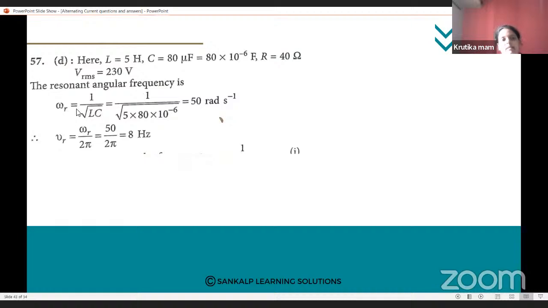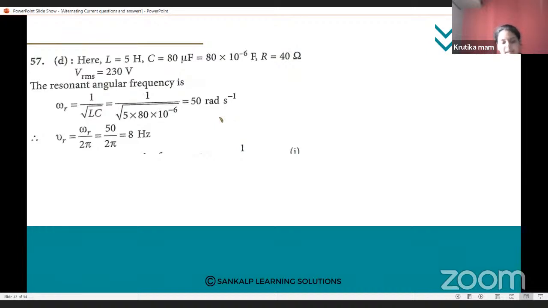See, the resonant angular frequency is given by what? Omega is equal to 1 upon root of LC. So 1 divided by root of L into C. L is 5 into C is 80 into 10 raised to minus 6. So simplify this, you will get the angular frequency.